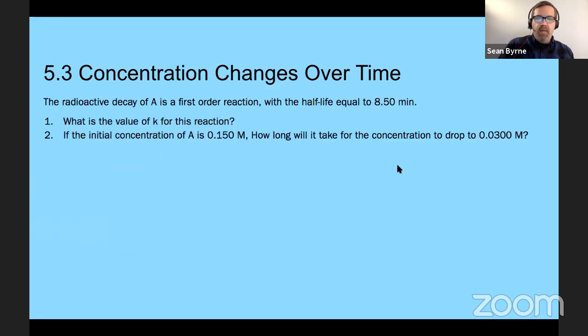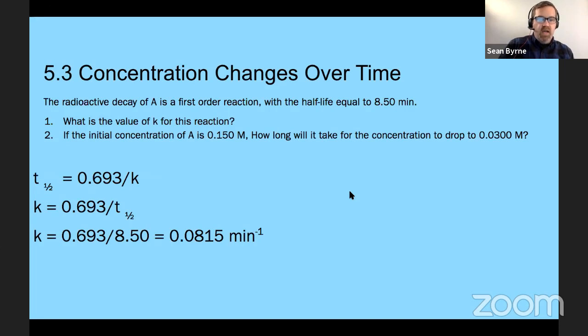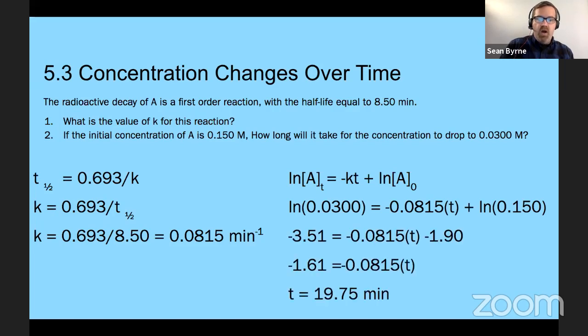Okay, I'm going to run through this real quick, just recognizing that it's already 9:50 and you've been paying attention real well for a long time. We want to look at the value of K for radioactive decay of A. It's told to us that it's a first order reaction, and half-life is 8.5 minutes. So we just rearrange our equation to get our K. And then we plug that into our integrated rate law for first order to get how much time it would take. So this is an example of why we have this. We're solving for time. How long will it take for the concentration to drop from what we started to this final concentration? Okay, so there's just one quick example of how we might use each of those equations.